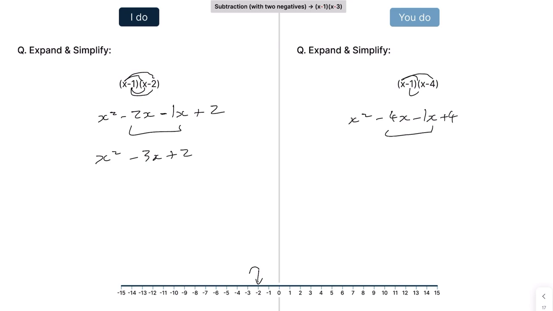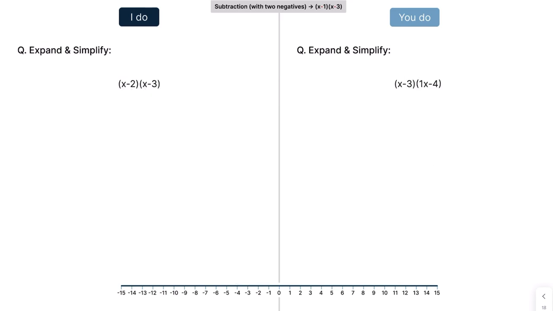Again, you can use the number line for this. So start at minus 4. Take away 1, so we're moving to the left. So that's x squared minus 5x plus 4. So here's another one because these are a bit tricky with the minus and the minus. So that's going to be x squared minus 3x minus 2x plus 6.